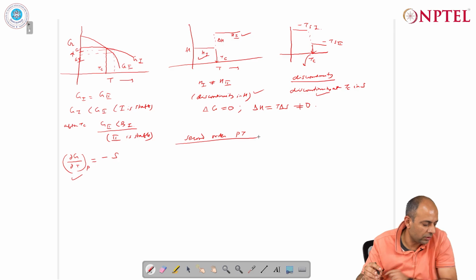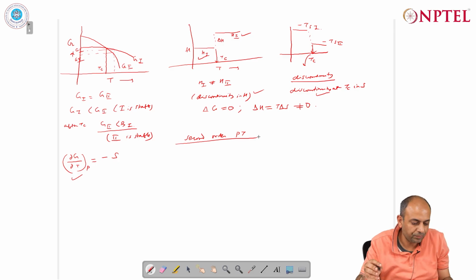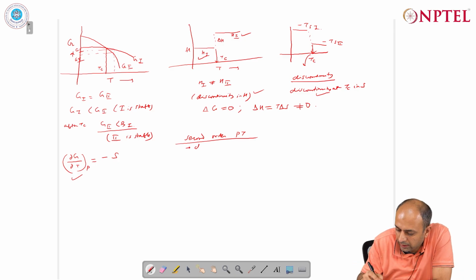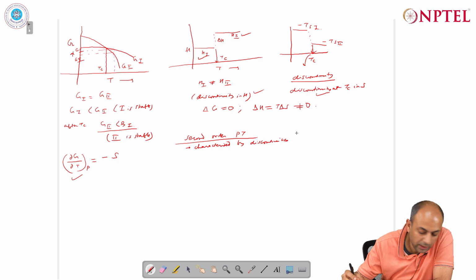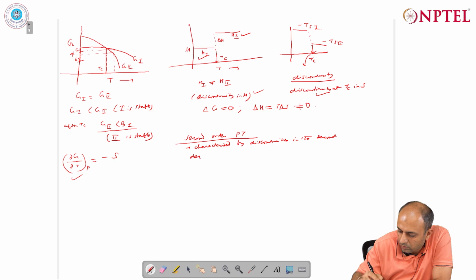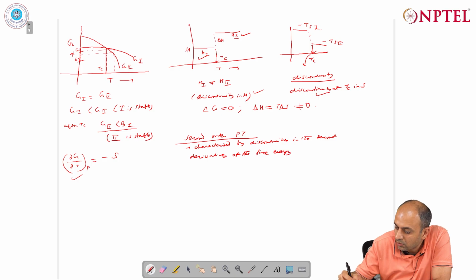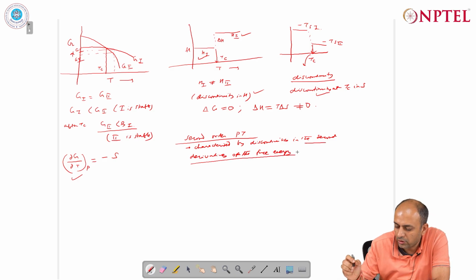Second order phase transitions are characterized by discontinuities in the second derivatives of the free energy. So we are now looking at the second derivative.